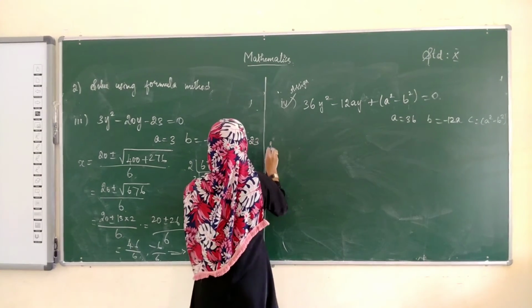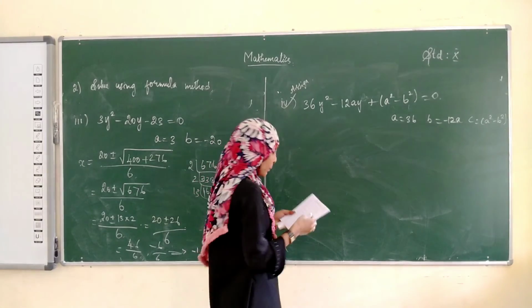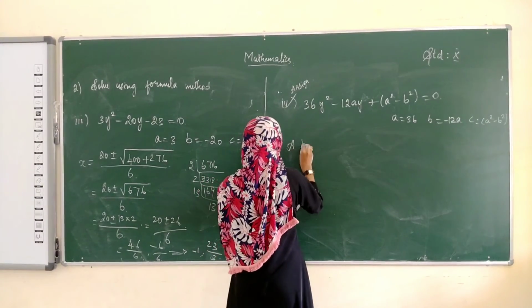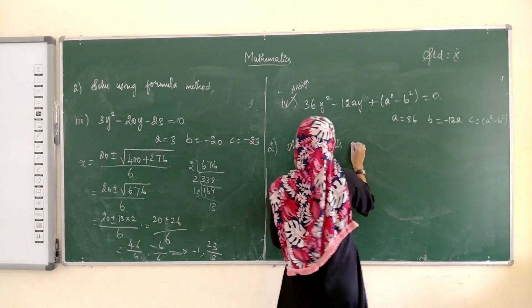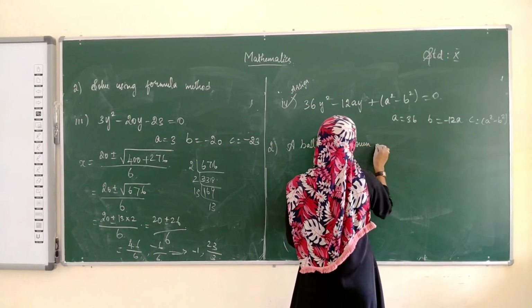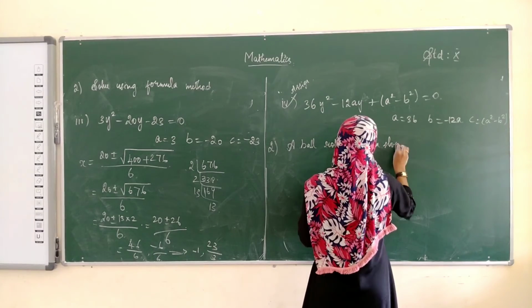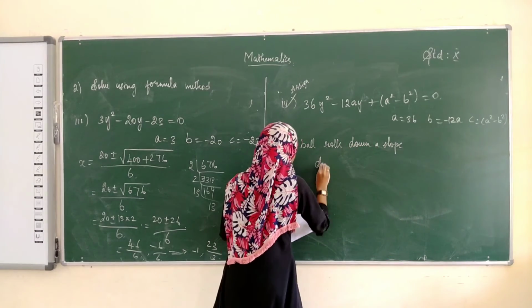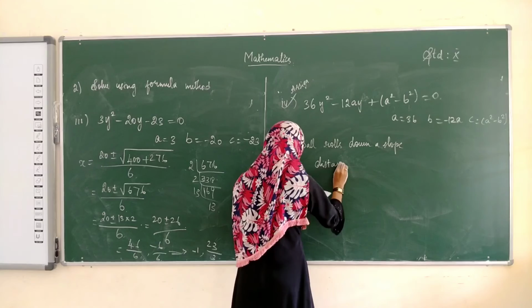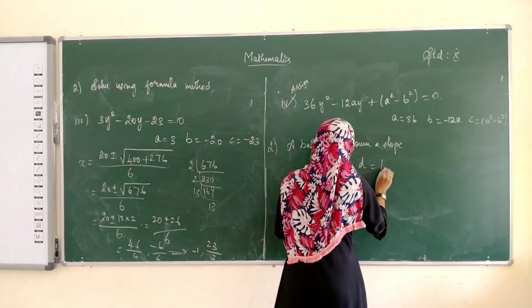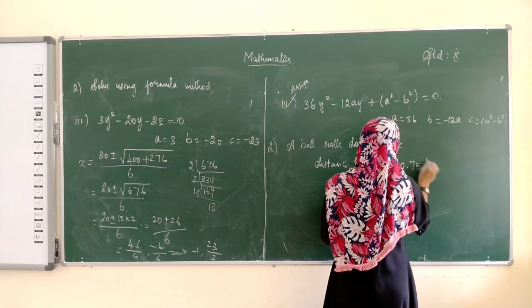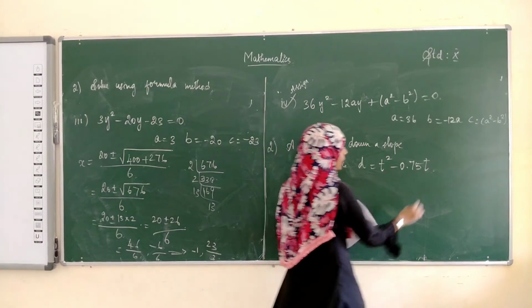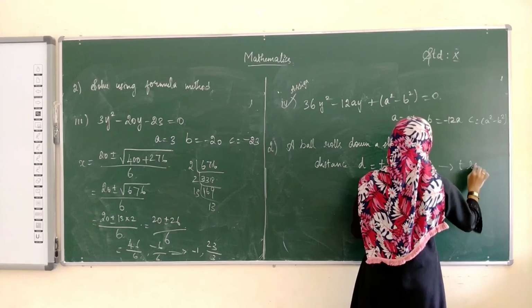Okay. The last question. See, it is a word problem. A ball rolls down a slope and it travels a distance. What's the distance they have given? d is equal to t square minus 0.75 into t feet in t seconds. t is seconds.